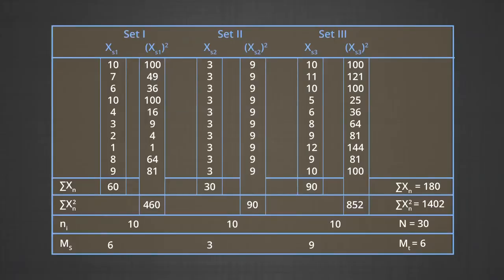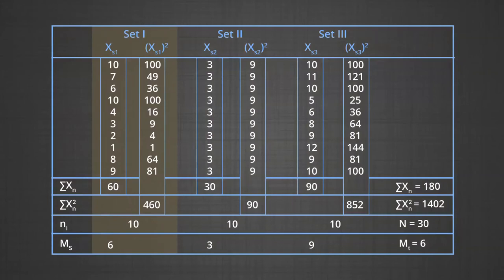Students, now take a look at the table given here, and I'm going to demonstrate the calculation of ANOVA by using the raw score method. This table has, once again, three sets of scores. These sets of scores were also used for the deviation score method, but now I'm going to use only the raw score method.